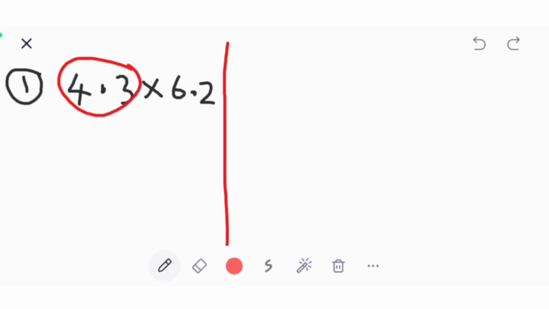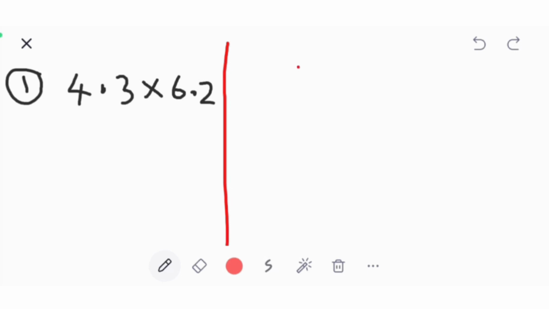4.3 has two digits, which are 4 and 3. 6.2 equally has two digits, 6 and 2. That means that the two numbers have the same number of digits. So, because they have the same number of digits, you can write any of them at the top. Either you write 4.3 at the top or you write 6.2 at the top.